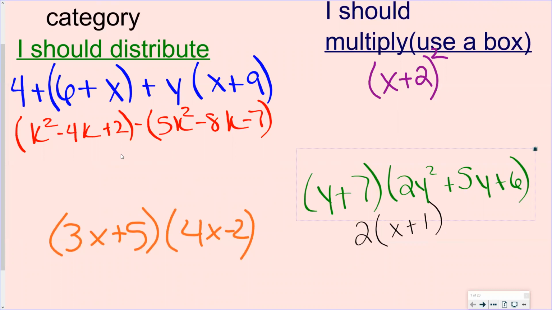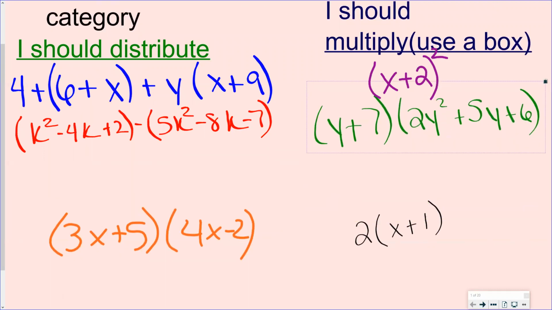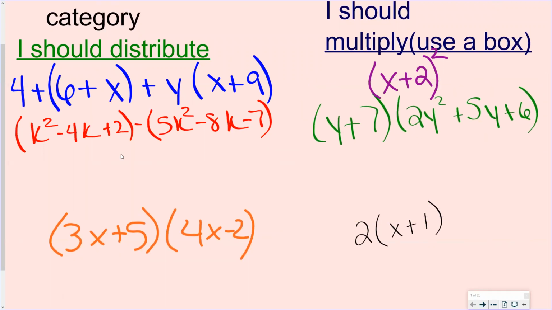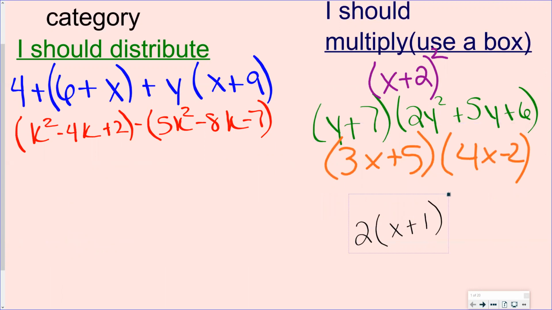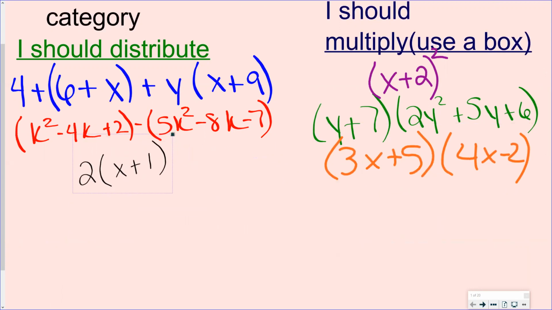This one here, I see no subtraction, so it's going to be multiply using the box. The orange one here, again, nothing in between, so it is going to be multiplication, use the box. Lastly, this black one here, 2x plus 1, that is distribute. This is something that you struggled on for the quiz.